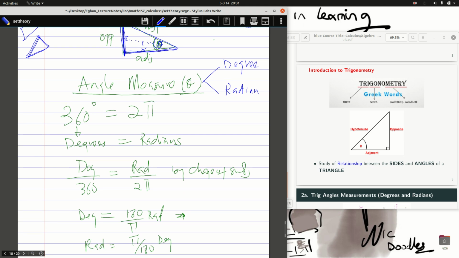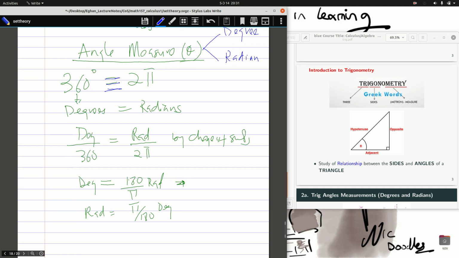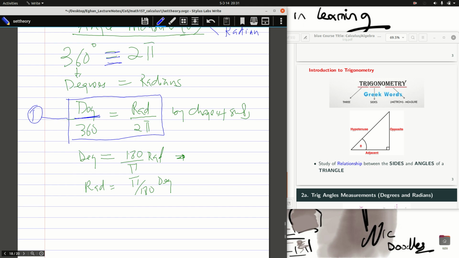If I have a full rotation, we mostly have 360 degrees, and then its equivalent in radians is 2 pi. So let me use the equivalent symbol: 360 degrees and then 2 pi. The relationship here is of this form. So let me label it as equation 1. If I take degrees over 360 and radians over 2 pi, by a simple change of subject, I can find degrees in terms of radians.